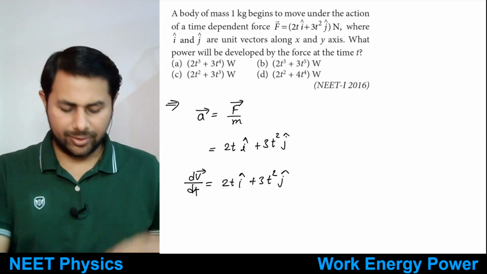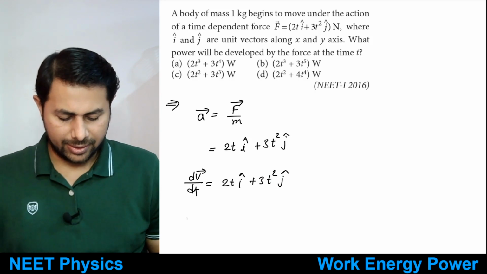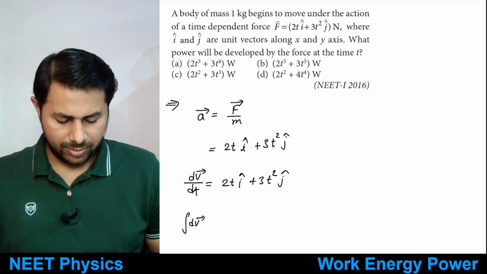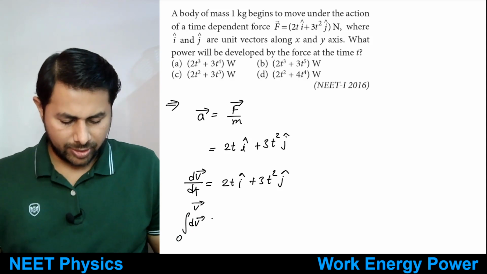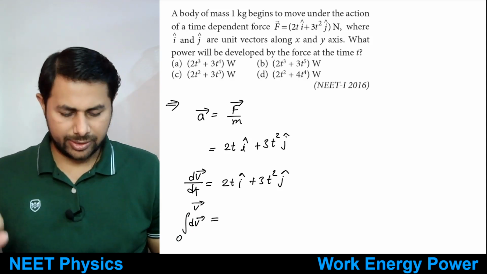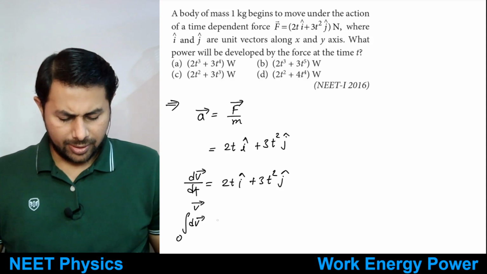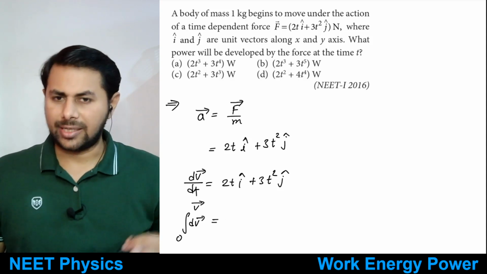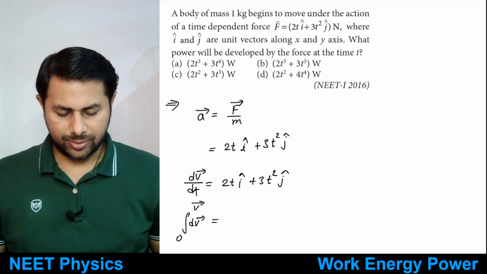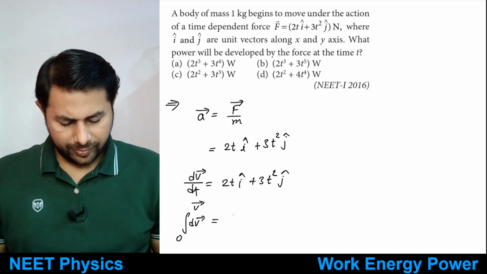Then move that dt to the other side and integrate it. So integration of dv bar from u bar to v bar, or let's say from 0 to v bar, because a body begins to move means it begins. So we'll consider the starting velocity to be 0.